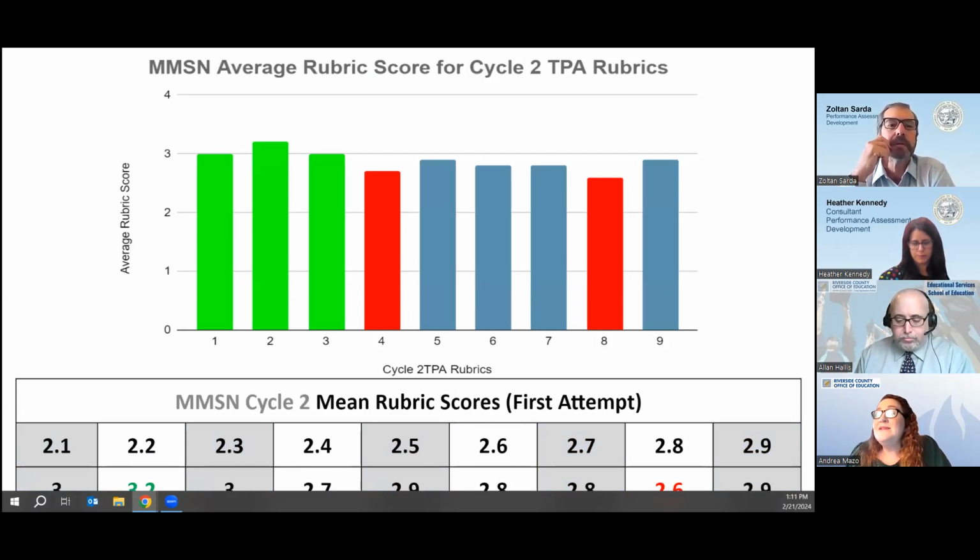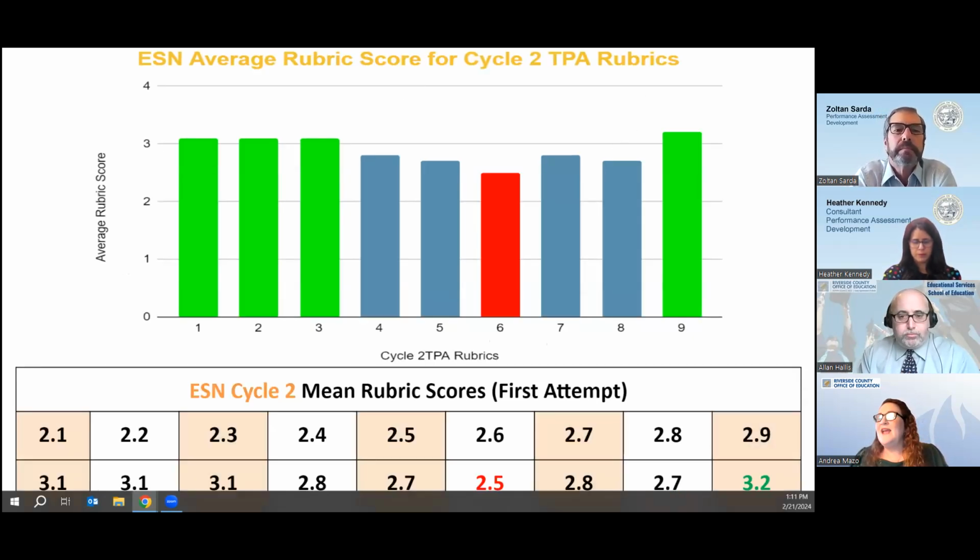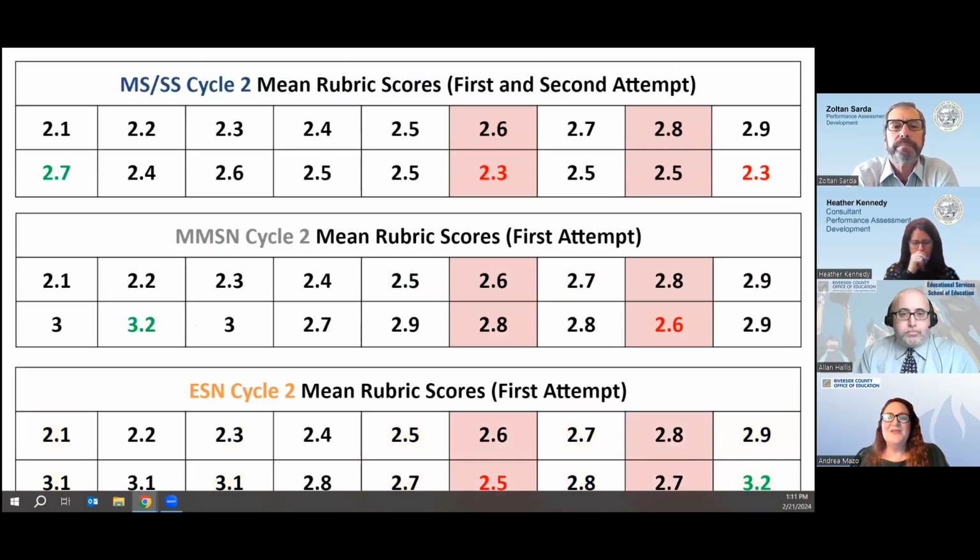Looking at the MMSN cycle 2, which is the one that I help score and oversee, the areas that were a little bit of a concern really were 2.8 and 2.4. Our technology one was a little bit low, and 2.8 is looking at our assessments and determining what our next steps are going to be, and interpreting that data that we have. Then looking at the ESN, again, we had that 2.6, which has to do with rubrics that are being looked at by our candidates with their students. So overall, 2.6 and 2.8 are some areas that we should consider.